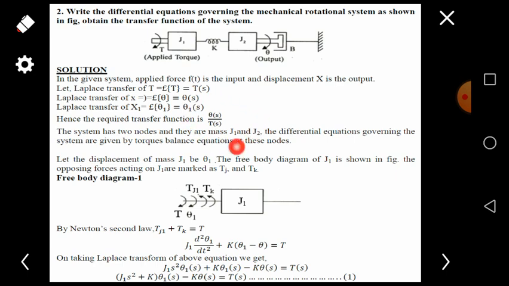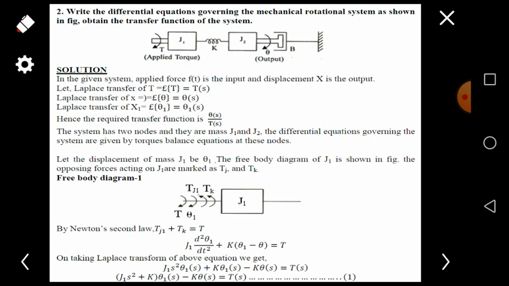The system has two nodes, and they are masses J1 and J2. The differential equation governing the system is given by the torque balance equation at these nodes. Let the displacement of mass J1 be theta 1. The free body diagram of J1 is shown here. Opposing torques acting on J1 are marked as Tj and Tk.